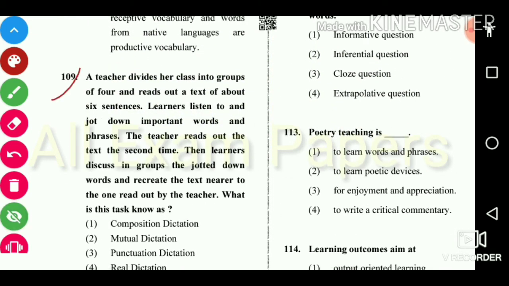Next question. A teacher divides her class into groups of 4 and reads out a text of about 6 sentences. Learners listen to and jot down important words and phrases. The teacher reads out the text a second time. Then learners discuss in groups the jotted down words and recreate the text nearer to the one read out by the teacher. What is this task known as?